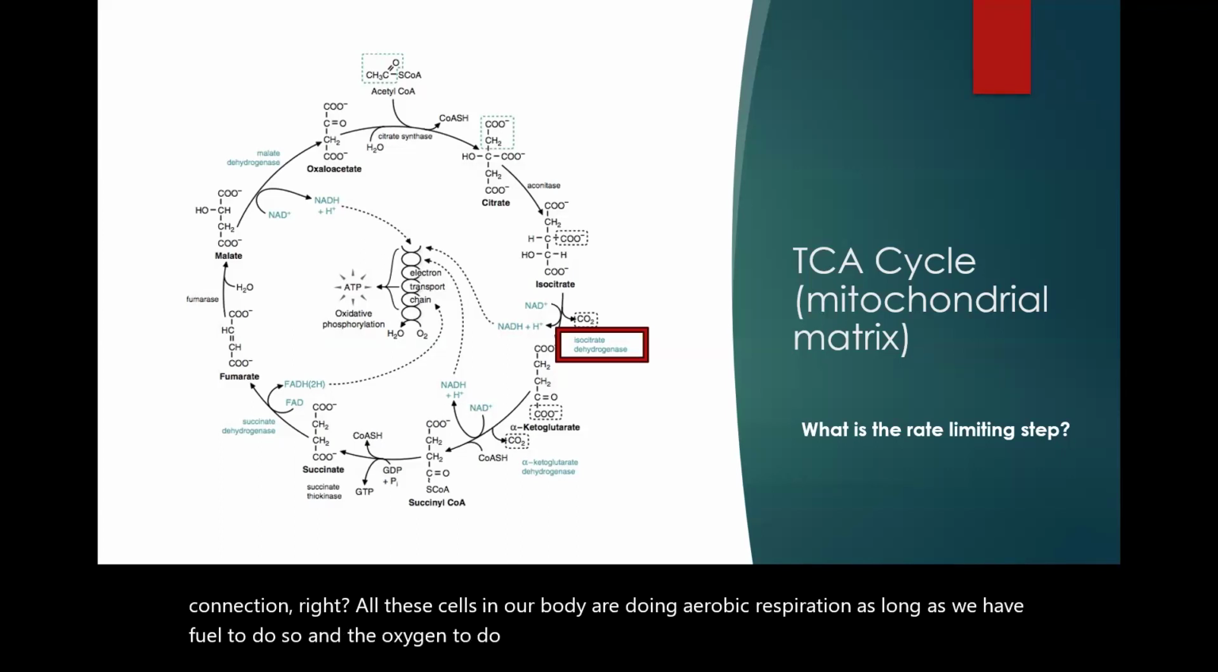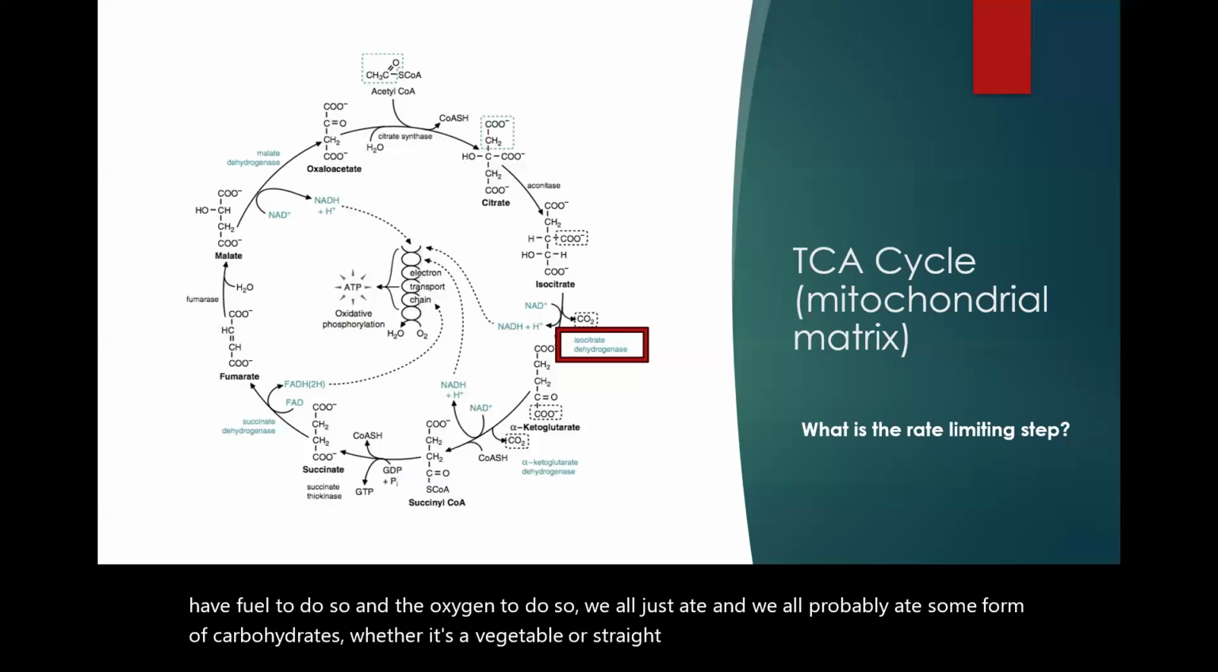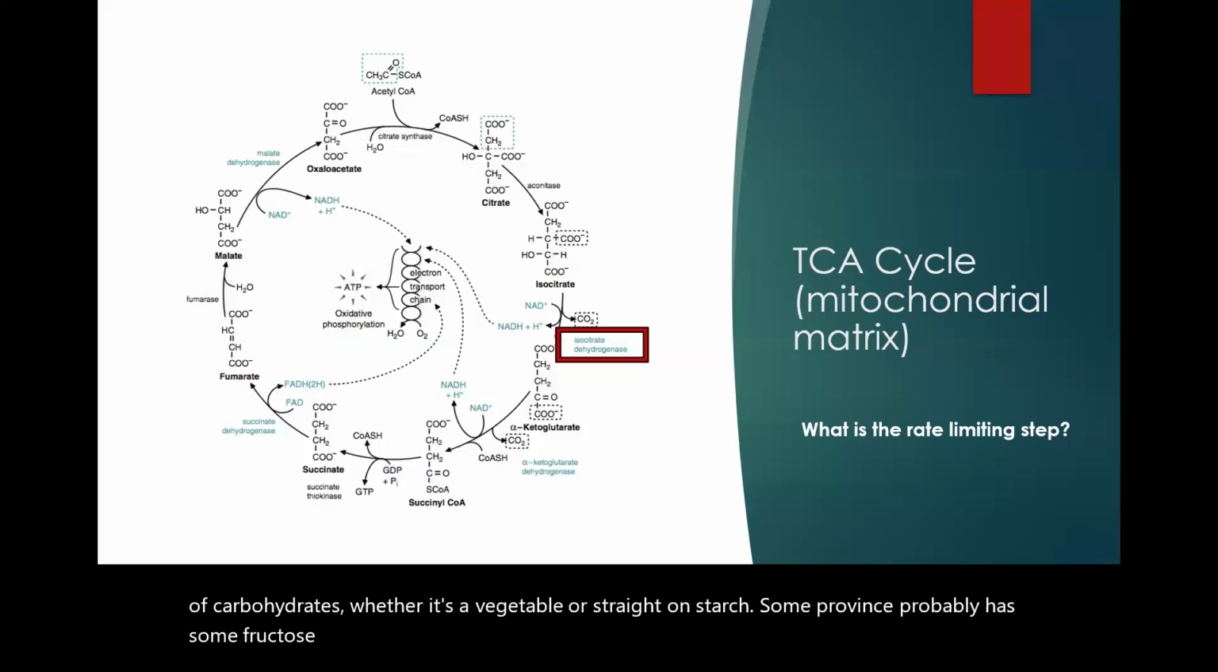So we all just ate, and we all probably ate some form of carbohydrates, whether it's a vegetable or straight on starch. Some of us probably had some fructose, sucrose, who knows what, right? And now our bodies are breaking that down in our digestive tract.